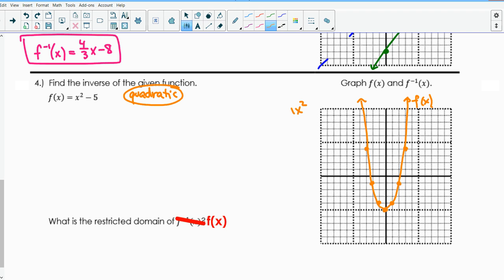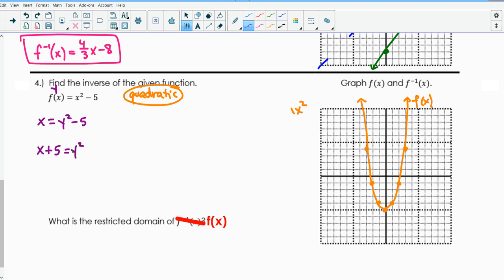Now I need to find the inverse of the function. So the inverse means that I'm going to flip-flop the variables. So again, that's y. So that changes to x equals y squared minus 5. Anytime you want to find the inverse, flip the variables and then solve. I want to get it back equal to y. So I'm going to add 5, which gives me x plus 5 equals y squared.